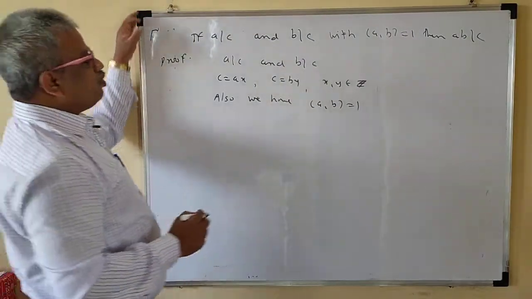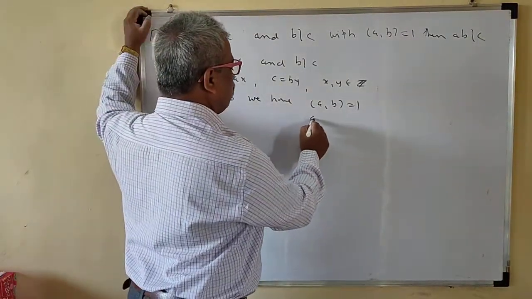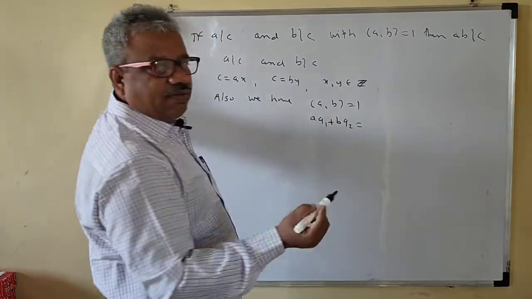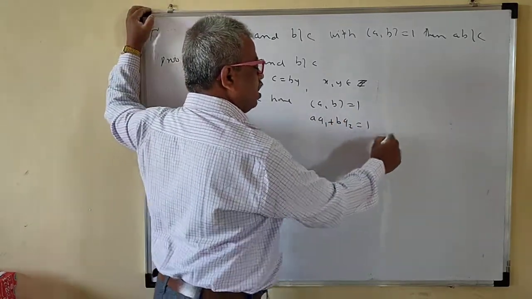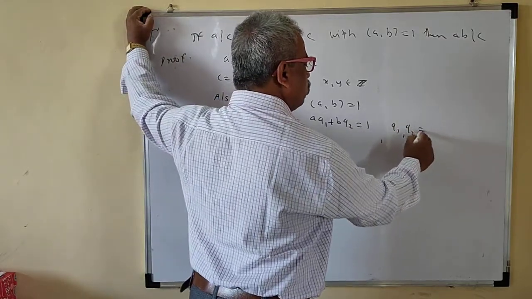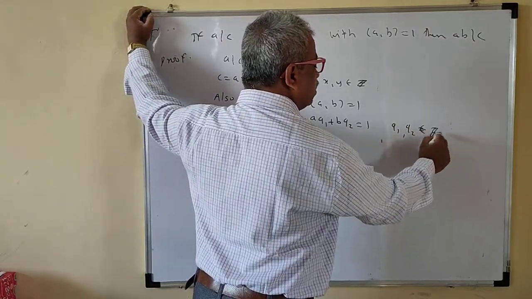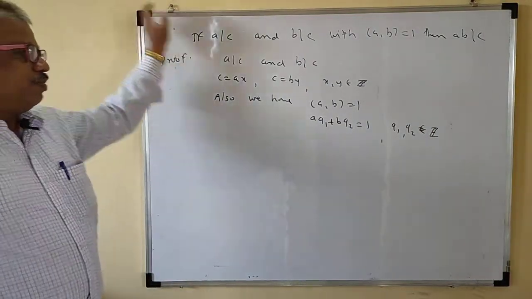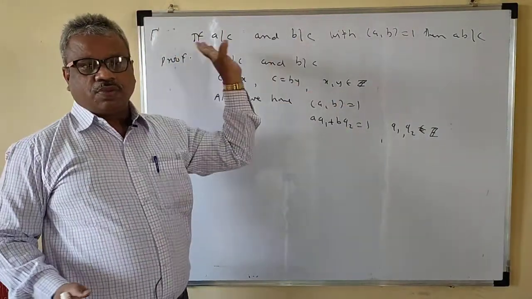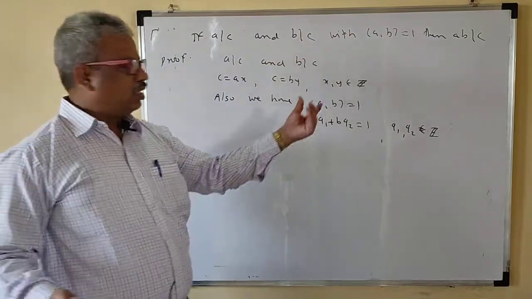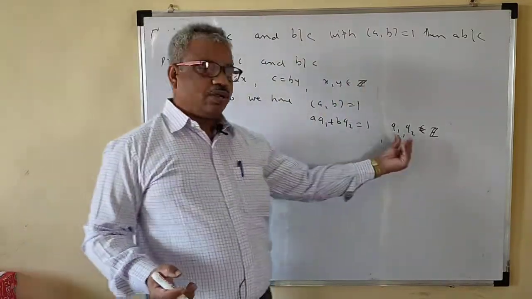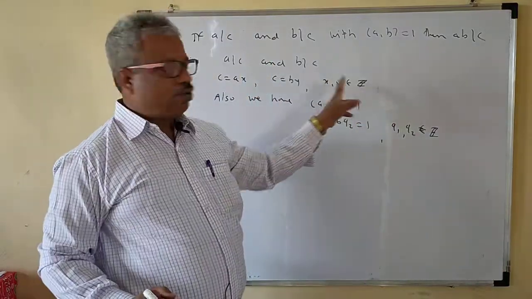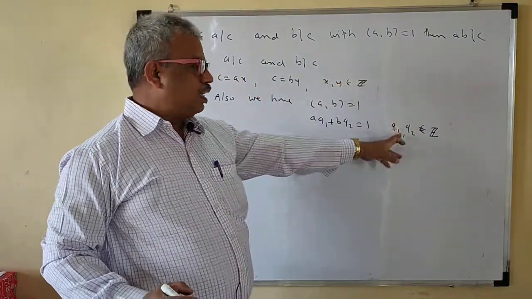So that means what here? I can write this as A times Q1 plus B times Q2. I can take any letters whatever I want. So this is 1. Q1, Q2 belong to the integers. This we must mention. What are your Q1 and Q2? Because X and Y are not in the problem, you must mention what X and Y are, what Q1 and Q2 are. This is very important, so now write X, Y belong to the integers, Q1, Q2 belong to the integers.